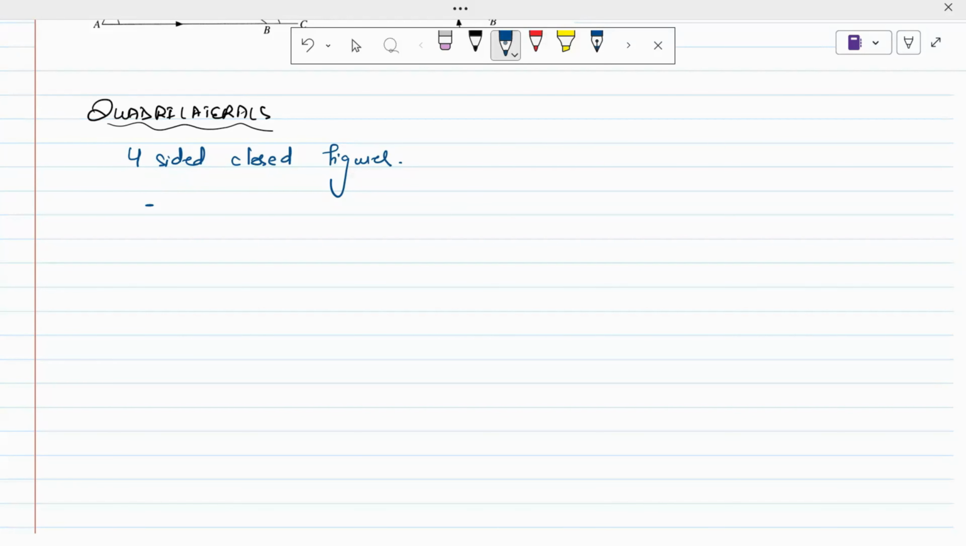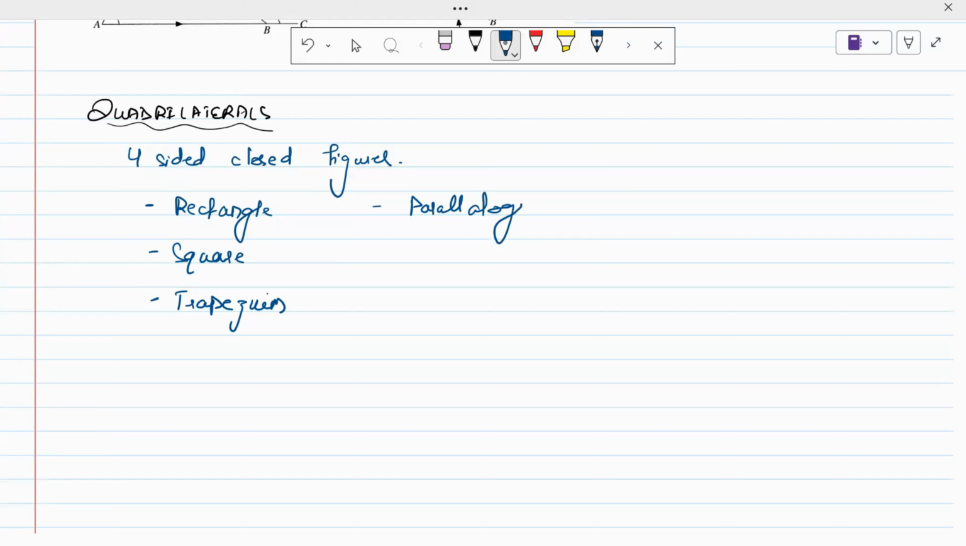The very first and the most popular one is the rectangle. A rectangle is a type of quadrilateral in which we have two pairs of equal sides. Then we have squares. We have trapezium. We have parallelogram. We have rhombus. And we have kites.